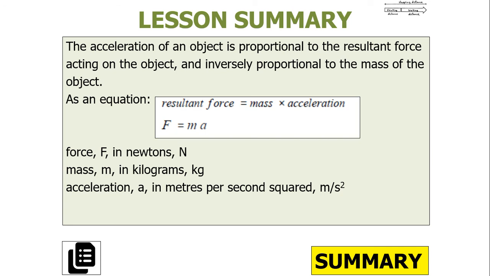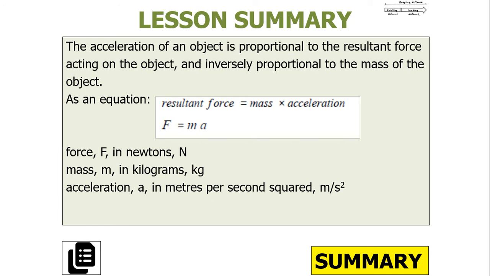Now, what have we learned in today's lesson? That the acceleration of an object is proportional to the resultant force acting on the object, but inversely proportional to the mass of the object. These two factors are combined in the equation, Newton's second law of motion, F equals ma, where F is the resultant force in newtons, m is the inertial mass in kilograms, and a is acceleration in meters per second squared.